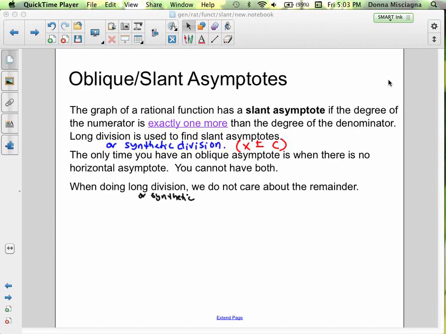If they're the same degree or the numerator has a smaller degree, you're going to have a horizontal asymptote. If your numerator is 1 degree more, you're going to have a slant asymptote. And if it's more than that, you're not going to have any kind of asymptote at all. When doing long or synthetic division, you do not care about the remainder, just the rest of it. We're going to completely drop the remainder on these.